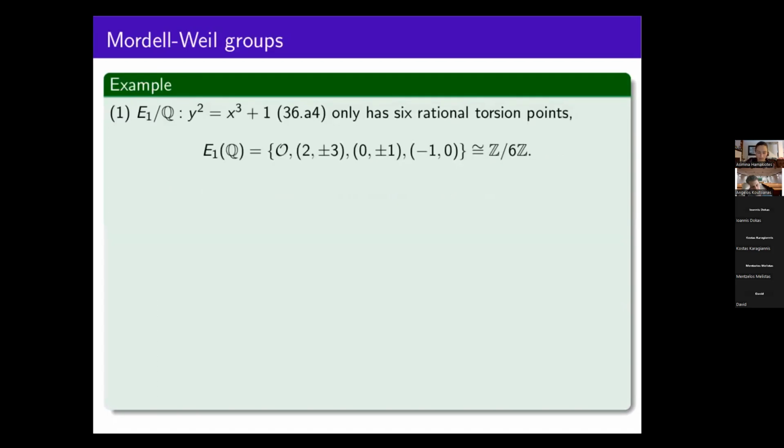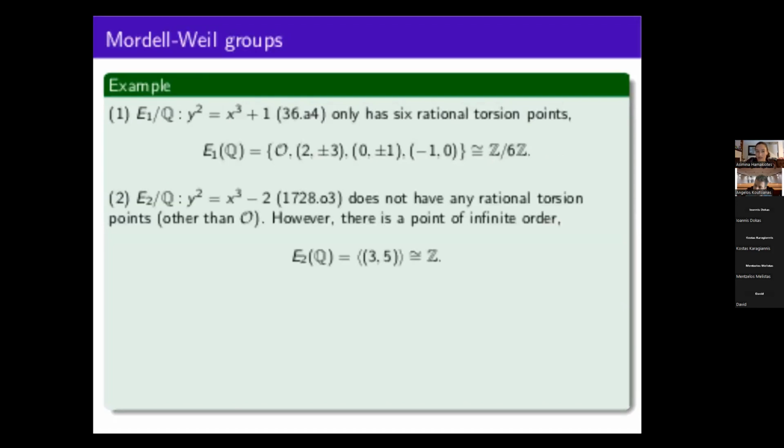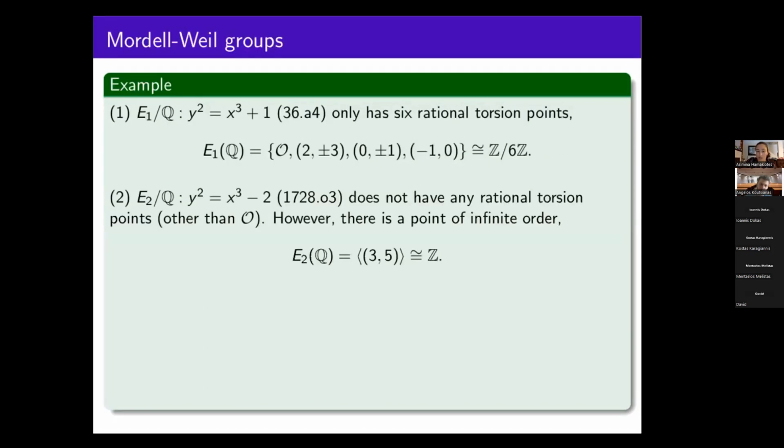So we can look at a few examples of some Mordell-Weil groups. For the first curve, y squared equals x cubed plus 1, this curve has 6 rational torsion points. So the Mordell-Weil group just has a torsion part. It's just isomorphic to Z mod 6Z. If we look at the curve y squared equals x cubed minus 2, this does not have any rational torsion points other than the point at infinity, but there's a point of infinite order. So the Mordell-Weil group is just generated by that point of infinite order, so it's just one copy of Z.